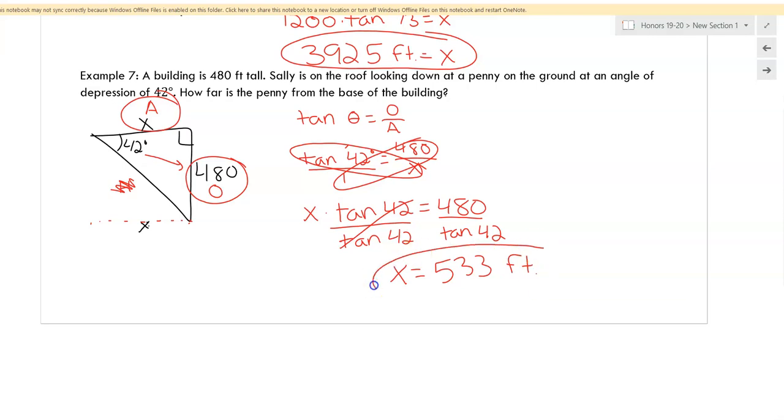feet. All right, that is it for word problems for today.